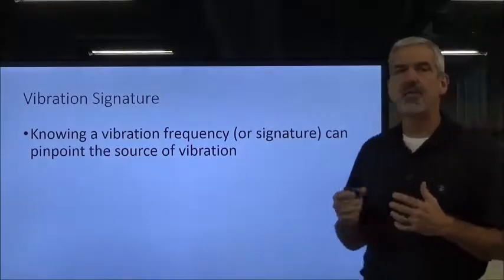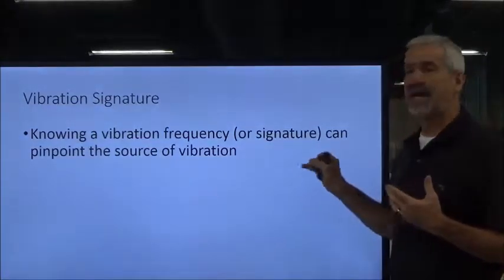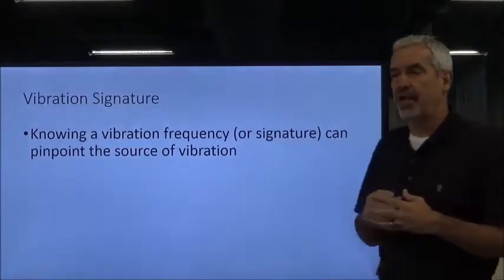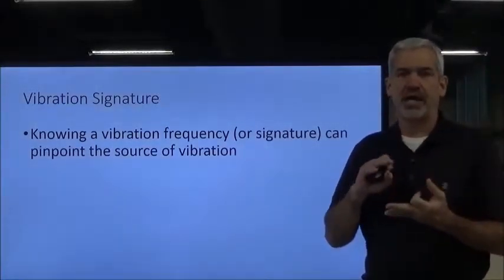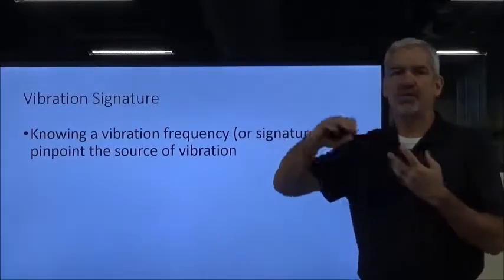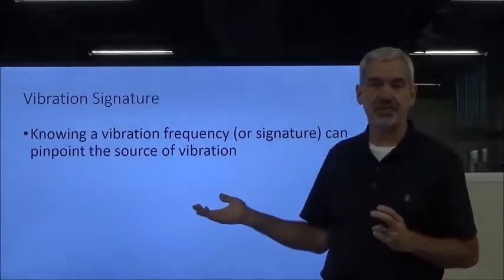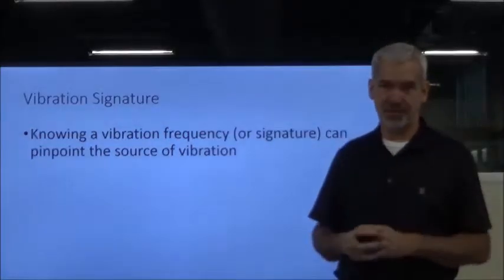Now, knowing the vibration frequency, or its signature as it's often called, gives us an idea of where our source of problem is coming from. A piece of equipment that has bearings and gears and is driven by an electric motor can have tons of different frequencies. You saw the vane pass frequency on a pump. So one machine can have multiple vibration frequencies.